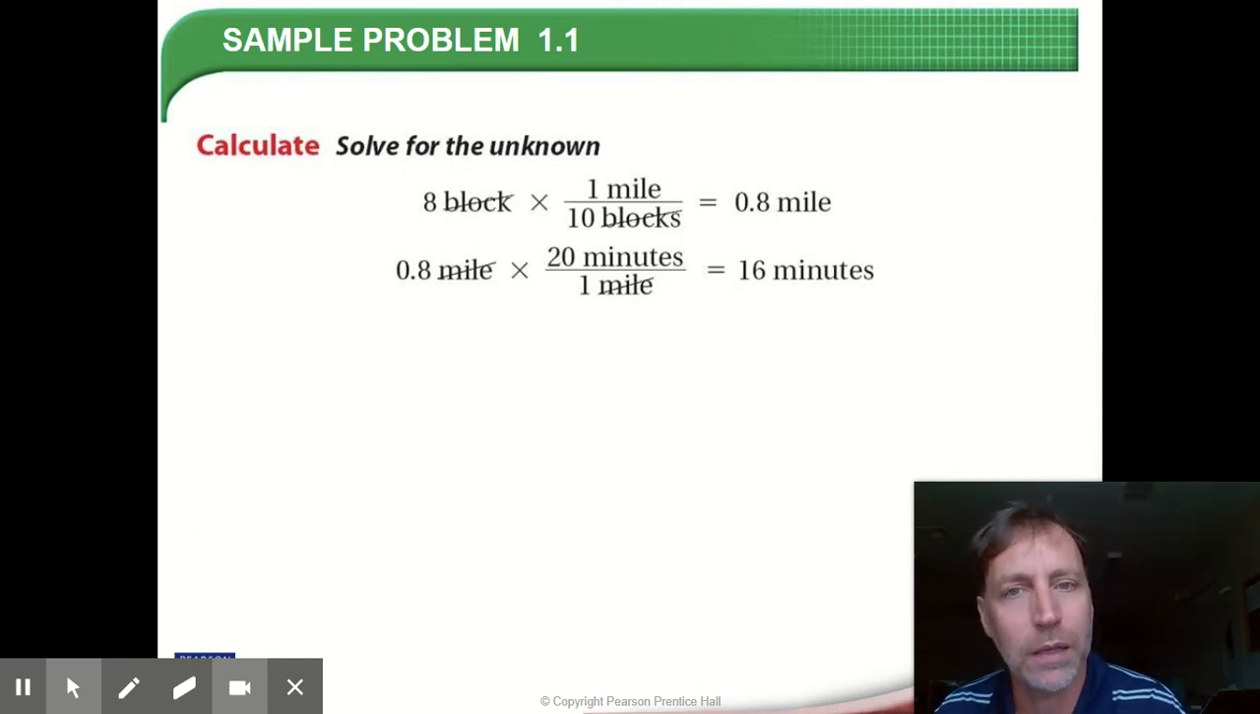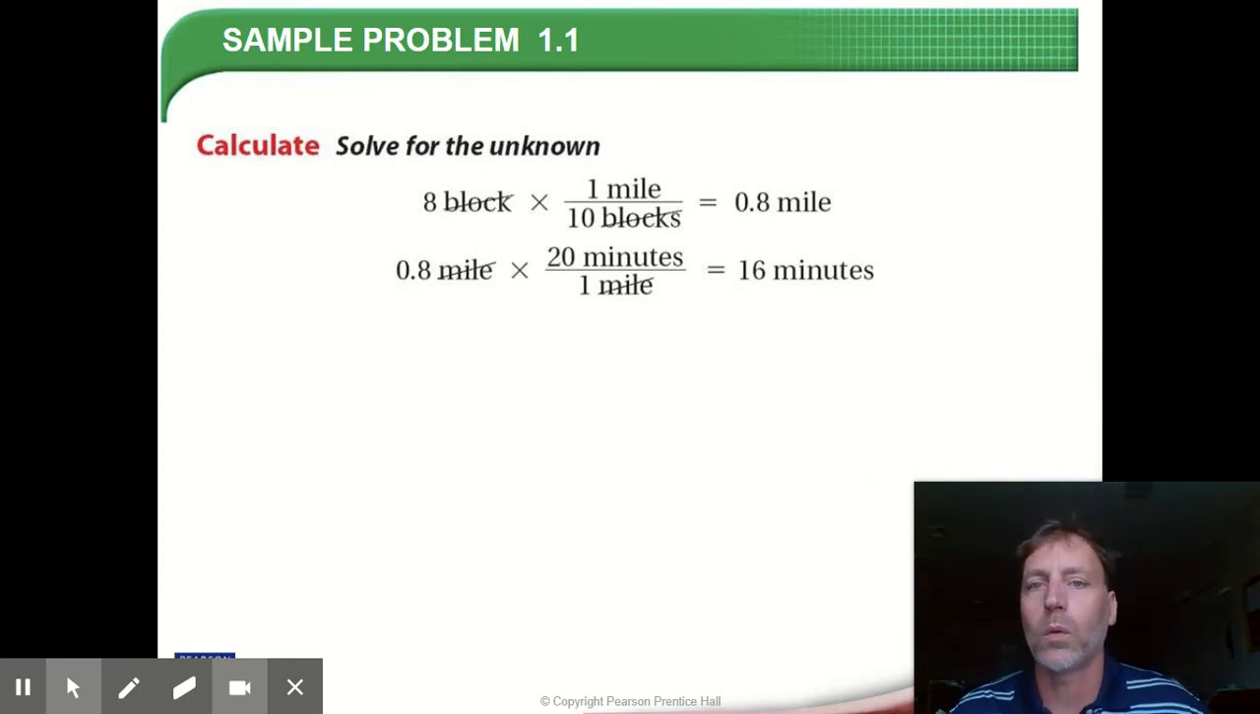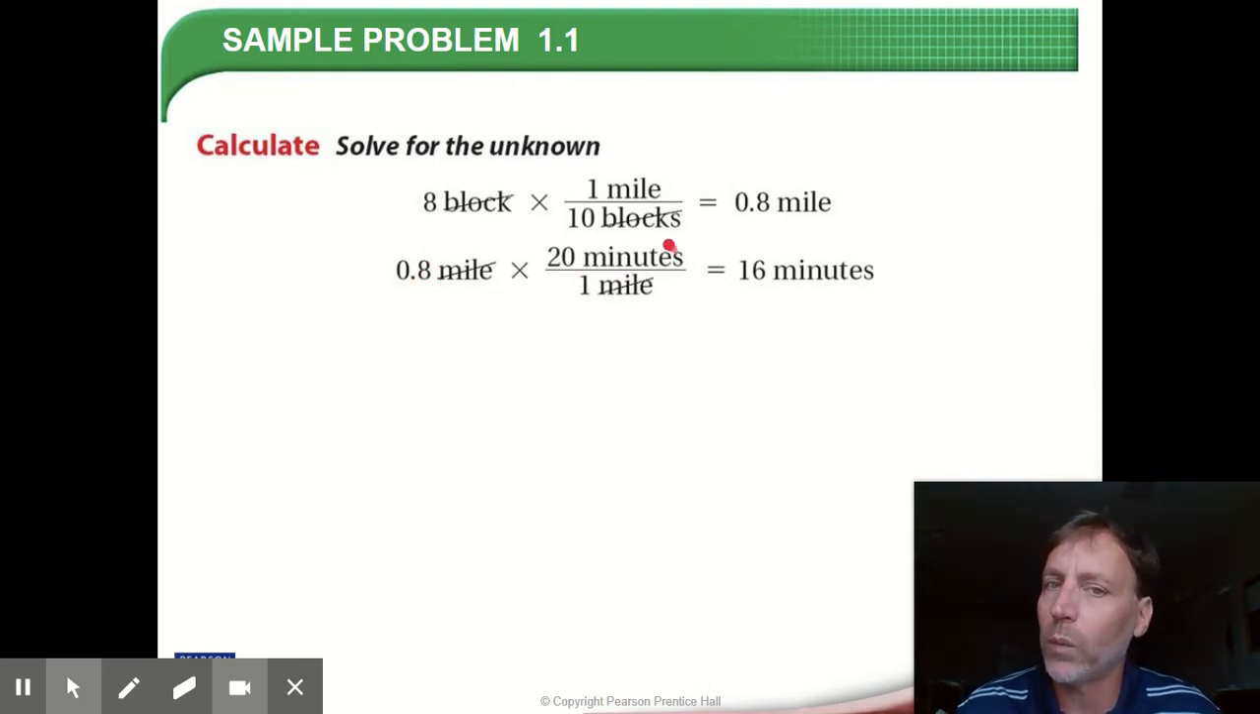How long will it take to be there? Our conversion rate is that it takes us 20 minutes to walk 1 mile. So then we write down what we got. We know that our distance is 0.8 mile. We write down what we need up here. Always write down what we need at the top: 20 minutes. So we do 0.8 times our walking rate of 20 minutes per mile. Our units cancel out. So 0.8 times 20 divided by 1 is 16 minutes.